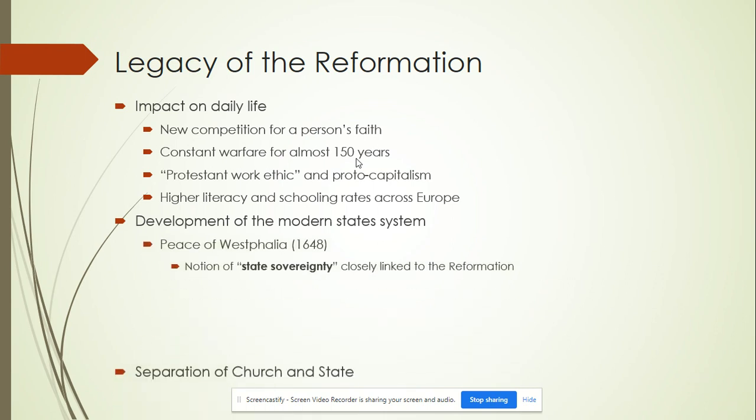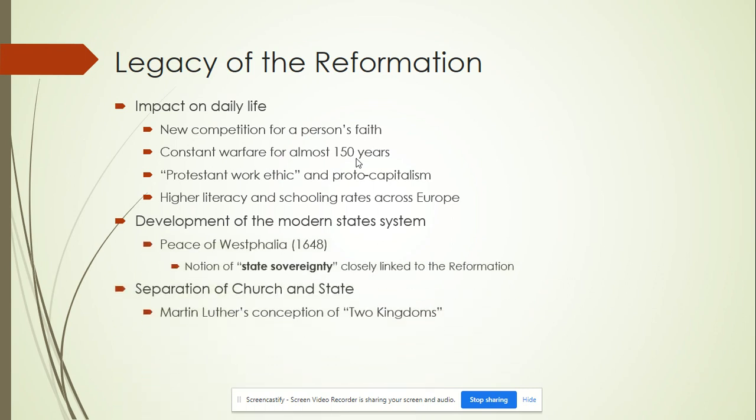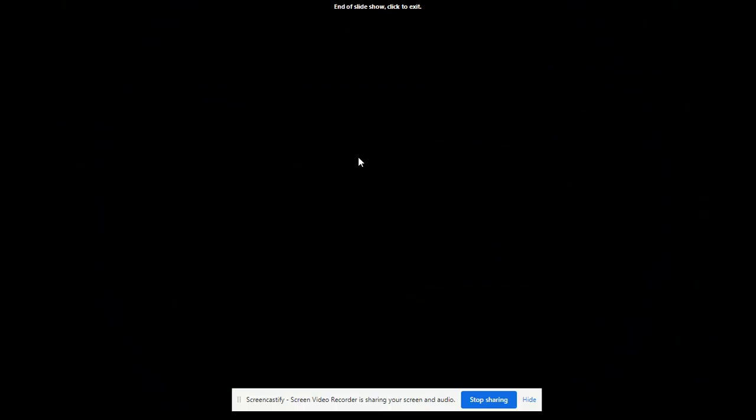I already mentioned the Peace of Westphalia, so I won't belabor that point. The separation of church and state, also, we can trace its lineage really back to the Reformation. Martin Luther has this conception which he calls the two kingdoms, the church and the state. We should not believe that the separation of church and state is a 16th century idea. It's going to take a lot longer, and indeed there are many states today that do not have this, but we're talking about roots here, and the Reformation is a big part of that.